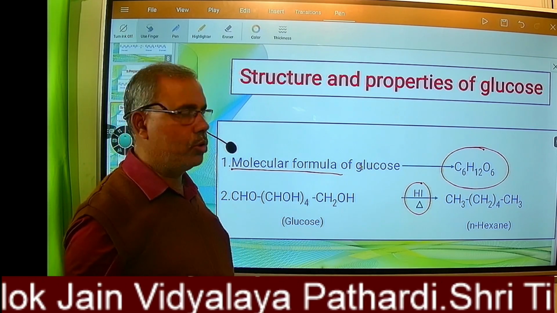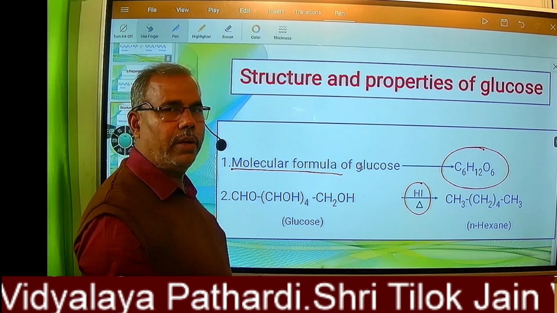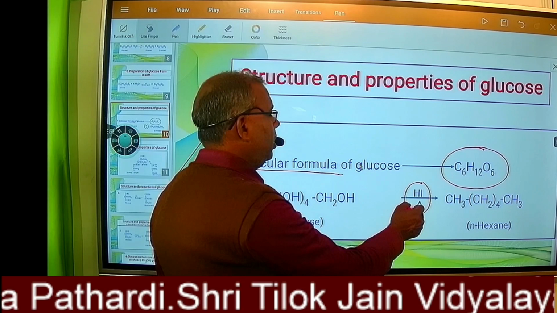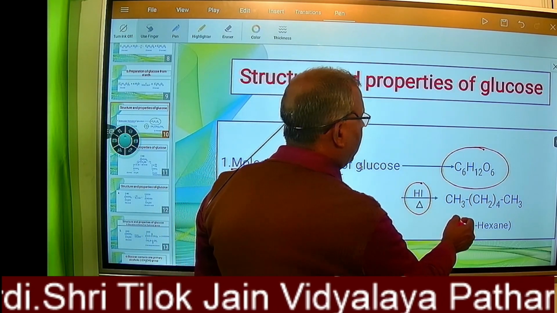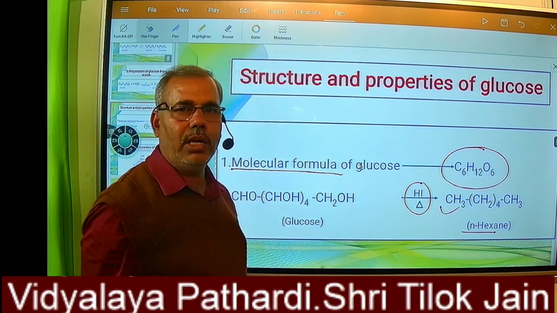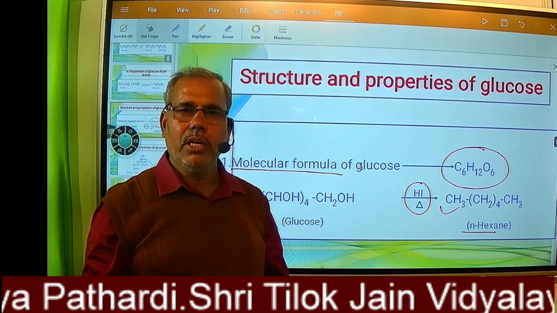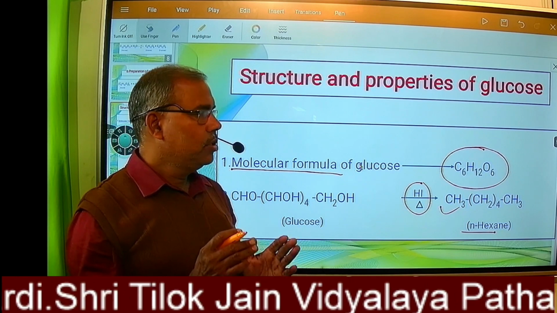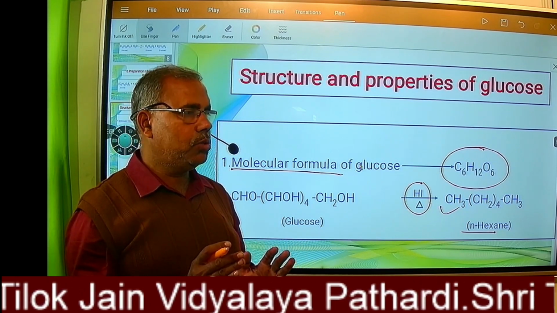Then second property: glucose was heated for a longer time with a strong reducing agent, that is hydrogen iodide. So prolonged heating of glucose with hydrogen iodide gave the product n-hexane. Now what is n-hexane? It is CH3, CH2, CH2, CH2, CH2, CH3.